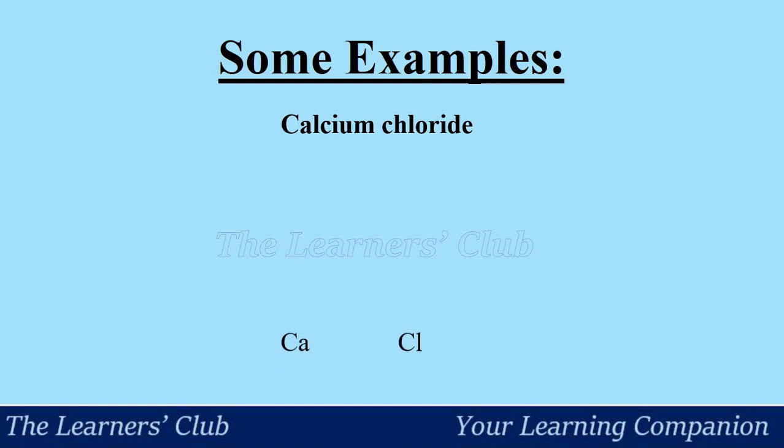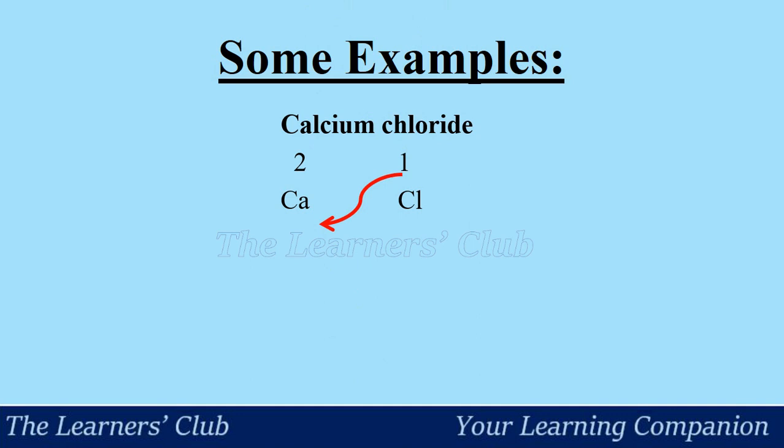The very first step is that you need to write the symbols or the formulas of the radicals that are associated. Calcium has the symbol Ca and chloride has Cl. On the top of both of these, you now need to write the respective valencies of those components. Calcium has valency 2, whereas chloride has valency 1. This is the idea you need to have in advance.